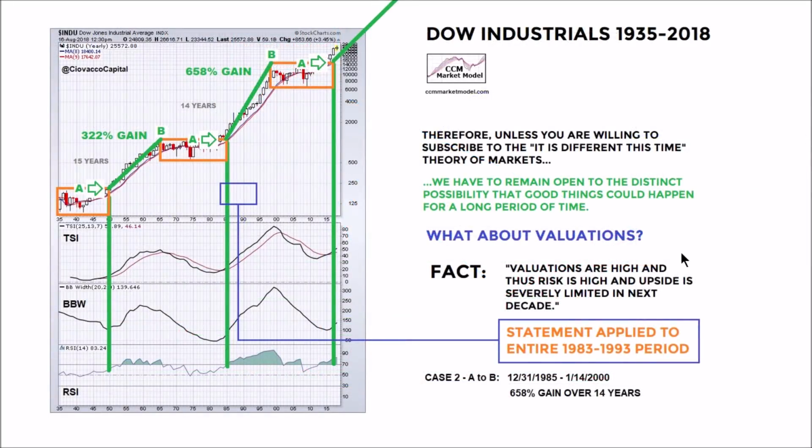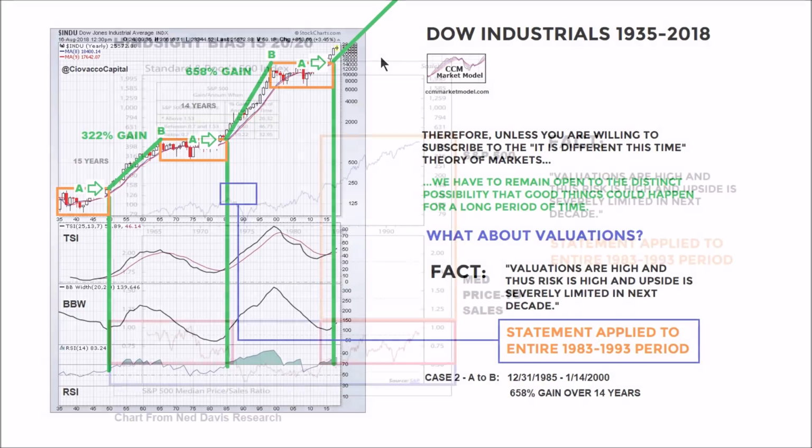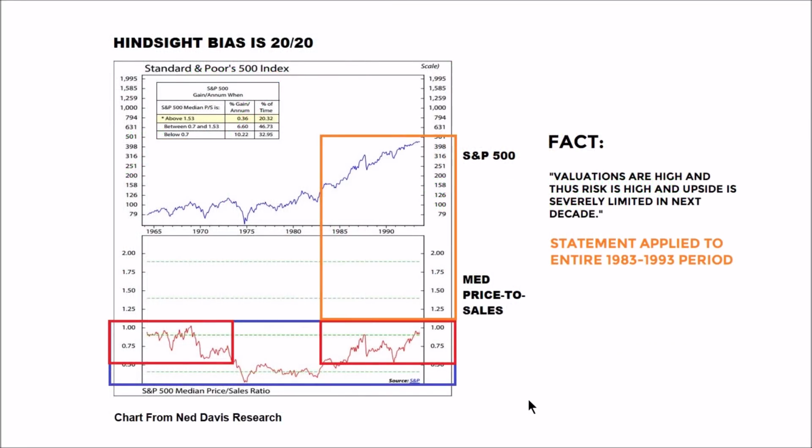So in all actuality, based on this chart here, from a technical perspective, to buy into good things could happen for a long period of time, we don't have to buy into anything being different. In fact, we have to buy into the pattern being the same. The facts in hand align with good things could happen for a long period of time. The same thing is true for valuations. Nothing different has to happen in the future. In fact, the pattern would repeat itself.